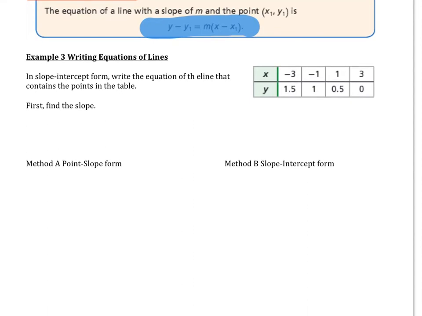First thing we need to do is find the slope. So indicate an x1, y1 and an x2, y2. I'm going to choose these here in the middle that do not have decimals. So I'm choosing those 2 coordinates, y2 minus y1 over x2 minus x1. So there's my m.